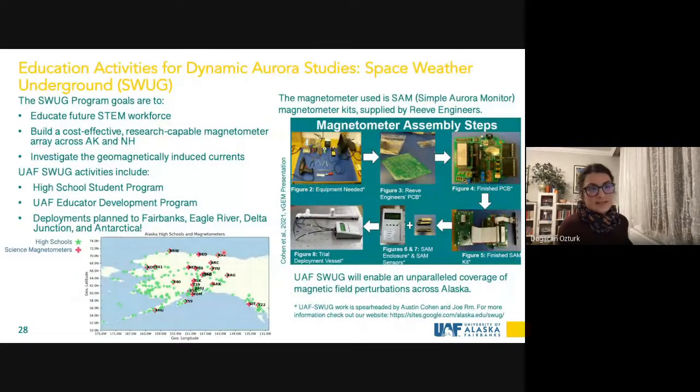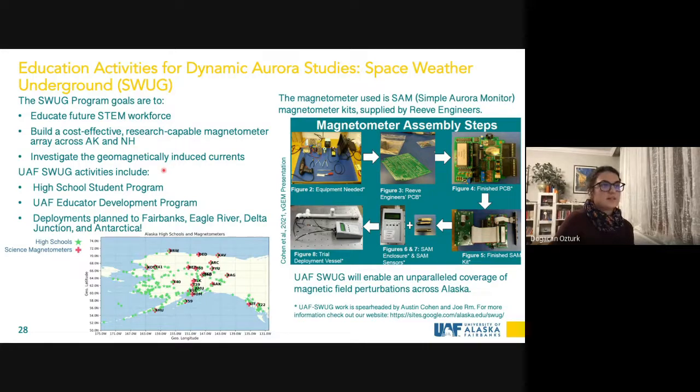Another initiative is the education activities for dynamic aurora studies. This is called Space Weather Underground. Space Weather Underground was initiated at the University of New Hampshire, but recently we have adapted this model to Alaska as well. The program goals are to educate the future STEM workforce, build cost-effective, research-capable magnetometer arrays, and investigate geomagnetically induced currents. At University of Alaska, we provide 2 different programs.